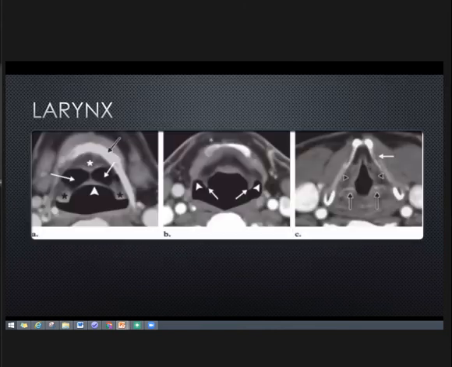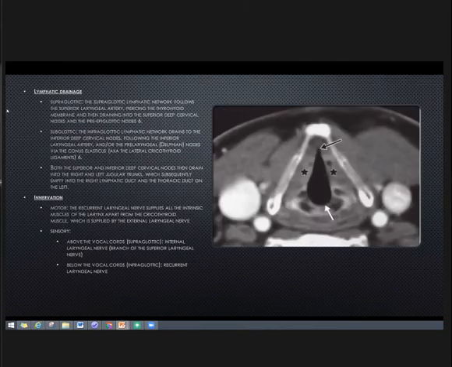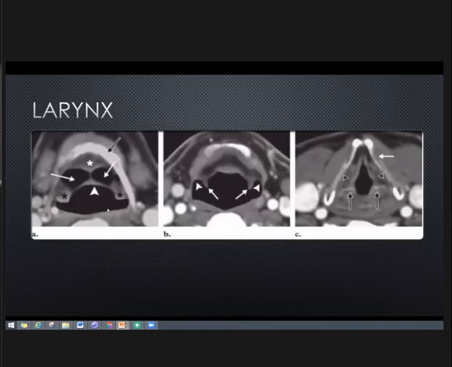So in this image, this is an axial CT image at the level of the glottis showing the true vocal cords, which are depicted here by the stars, and the anterior and the posterior commissures.